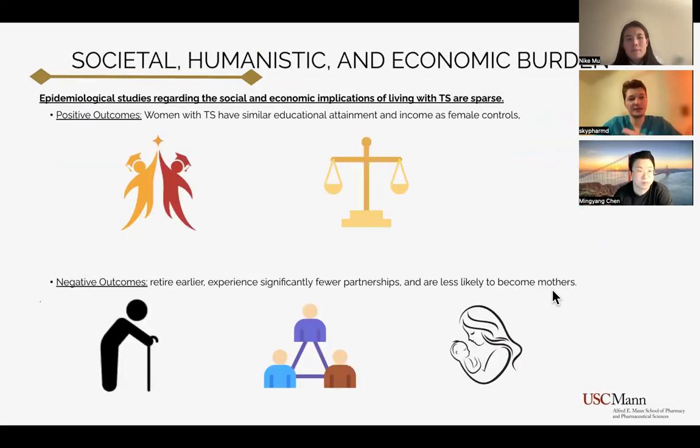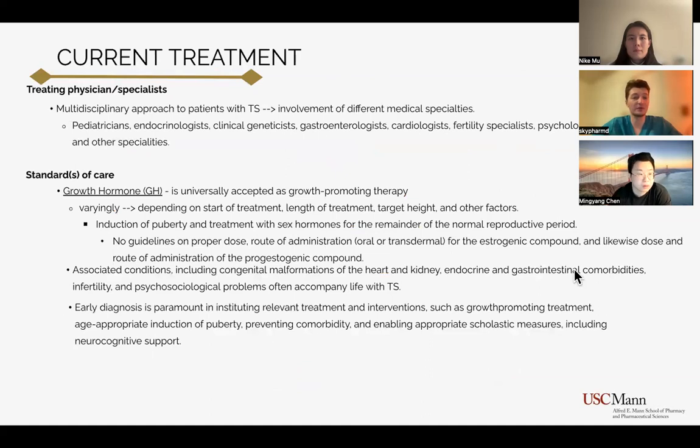And one thing that I do want to showcase as well is the social, humanistic, and economic burden of these individuals. Epidemiological studies regarding the socioeconomic aspects of TS were a little bit sparse to find, but the positive outcome is that women with TS had similar educational attainment and income as female controls. However, among the negative outcomes, they did end up retiring early due to their phenotypic presentation. They experienced significantly fewer partnerships, and they were less likely to become mothers. Those were all three factors that were more diminishing to their quality of life.